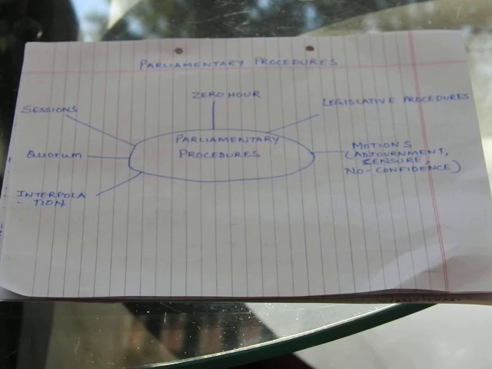As far as the money bills are concerned, there is an important difference in the powers of the two houses. As I told you earlier, Rajya Sabha can withhold the money bill with it only for a time period of 14 days. After that, the bill is considered as passed. So, this is the procedure regarding the money bill.